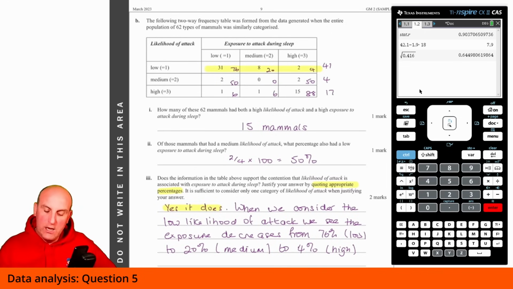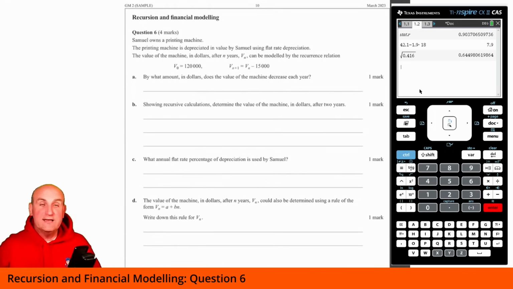So when we consider the low likelihood of attack, what I'm saying here is I'm telling them which row of my data I'm using. We see the exposure, so I'm now mentioning the other thing here because we've got likelihood of attack and exposure, decreases. You have to use the word increase or decrease. Goes up, goes down, something. You can't just write the statistics and ignore it. Decreases from 76%. Now, I've not only just said the value of the percentage, I've given the category: low, to 20%, medium, to 4%, high. So I basically just regurgitated those statistics and put them into a sentence. If you do that, you're going to get the marks. If you don't, sadly, you're not going to get the marks. And there we go, that's the core data done.